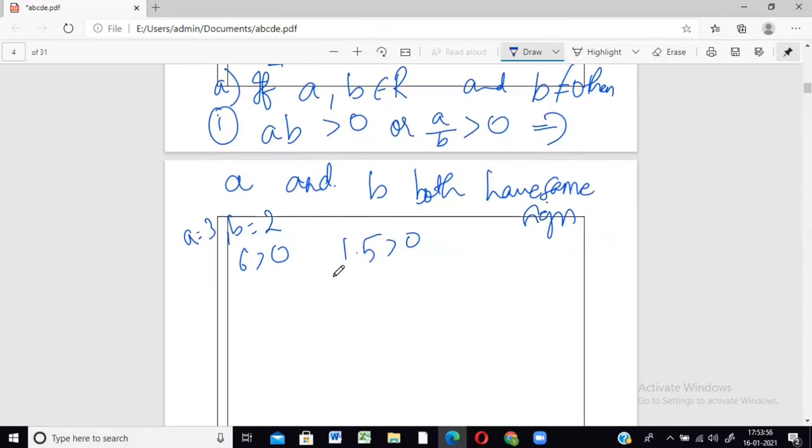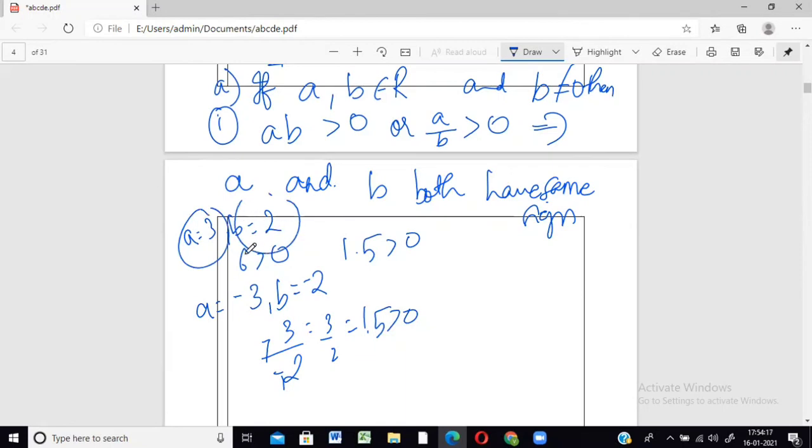Either both negative or both positive. Now, as I have taken here, 6 is greater than 0. So what does that mean? That can also mean that A is -3 and B is -2, right? Because -3 into -2 also gives me 6, and -3 divided by -2 also gives me 3 by 2, which is greater than 0. Are you understanding? So A and B will both have the same sign. If this is positive then that is also positive, if this is negative then that will also be negative.